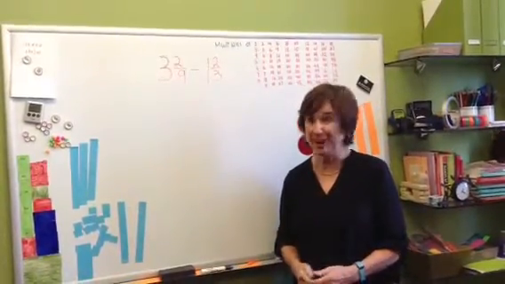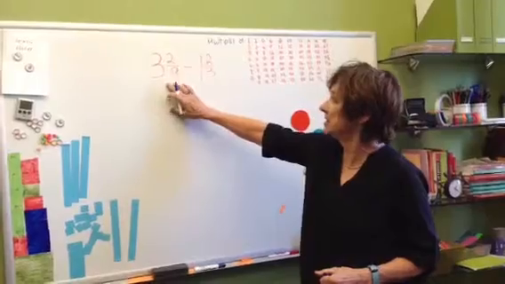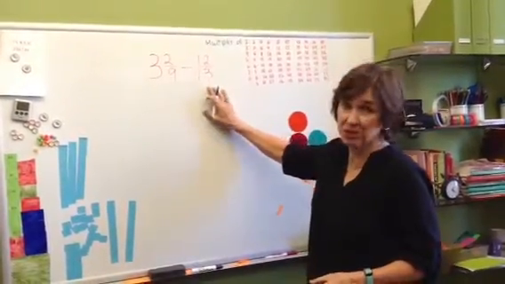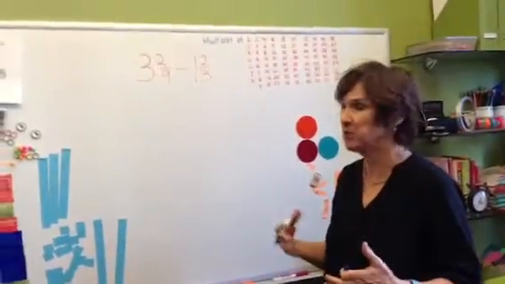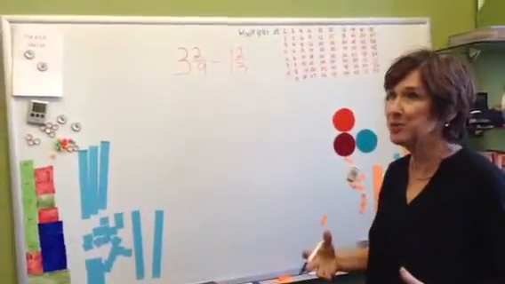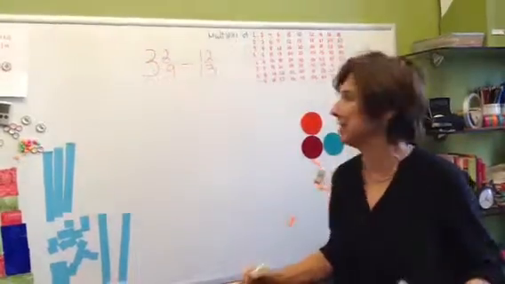Subtracting fractions with renaming. So here's our problem. It's 3 2/9 minus 1 2/3. What's the first thing we have to do when we're adding or subtracting fractions? I hope you said find a common denominator.